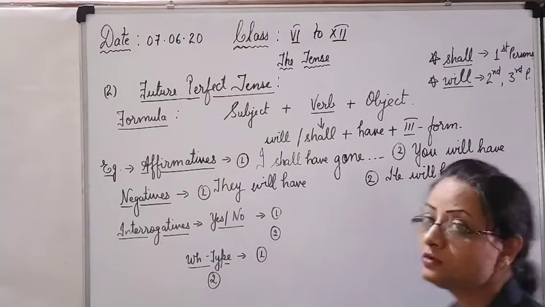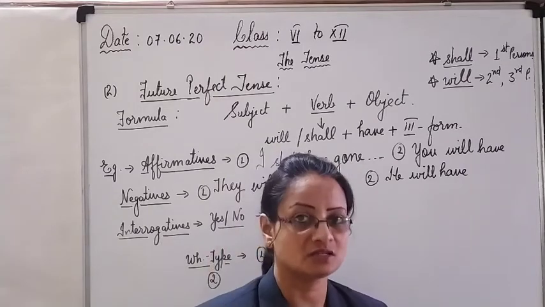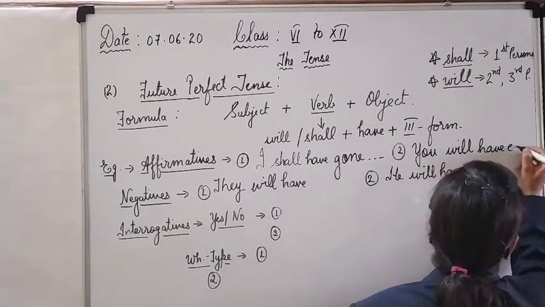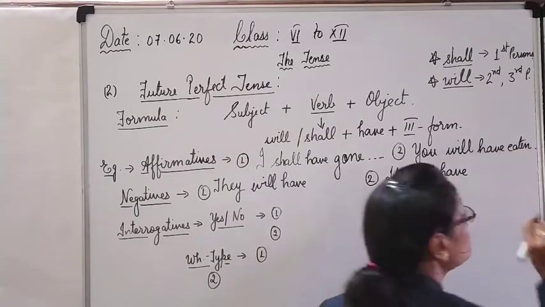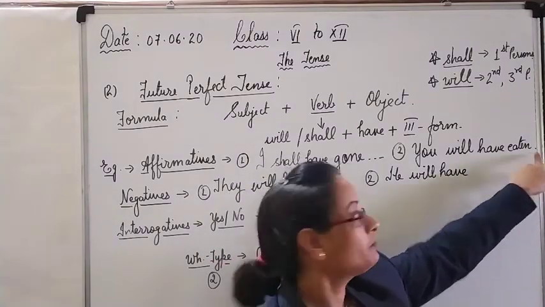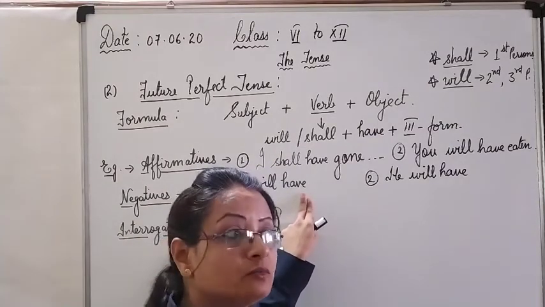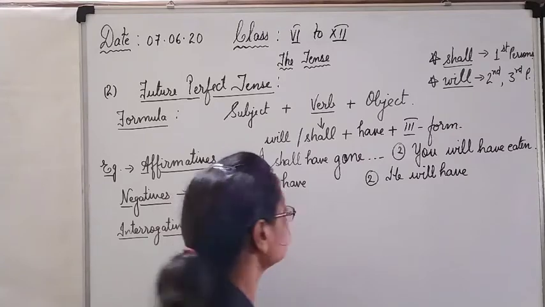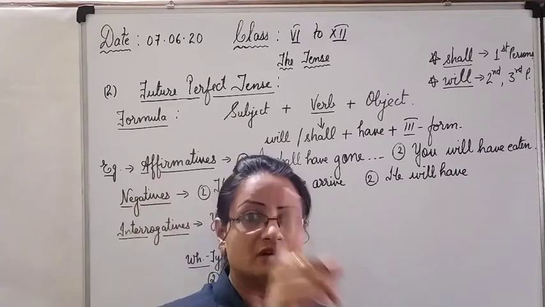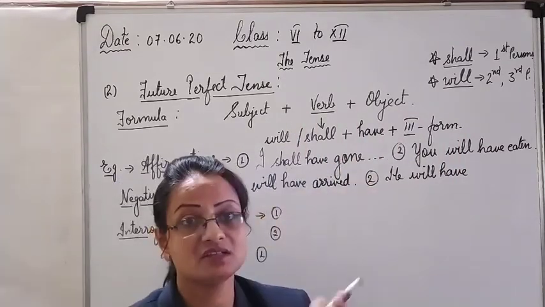You will have. Take eat. Third form: eat, ate, eaten, E-A-T-E-N. You will have eaten. Okay, these sentences may be incomplete. Objects we may add according to the meaning. Then they will have, let us say, arrive. Verb arrive, third form: arrive, arrived, arrived. Only D you have to add. They will have arrived by this time.